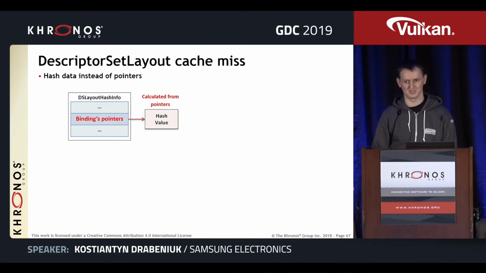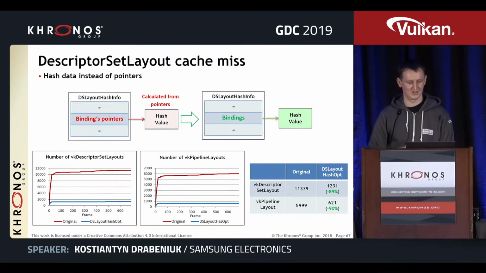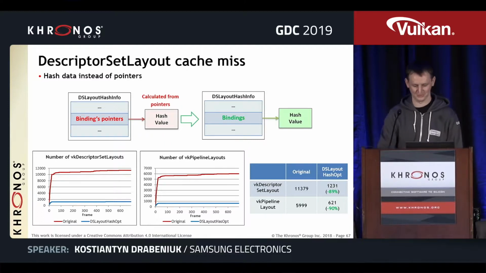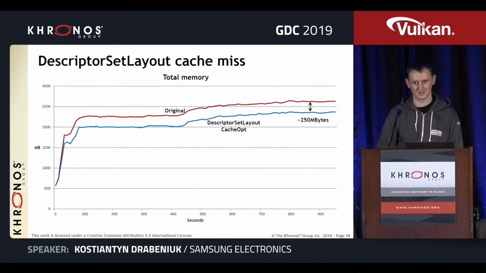And we also faced the same problem with the descriptor set layout cache. So now we are using actual bindings instead of pointers to bindings. The descriptor set layout and pipeline layout counts were dramatically reduced. And it also helped us to save some memory.